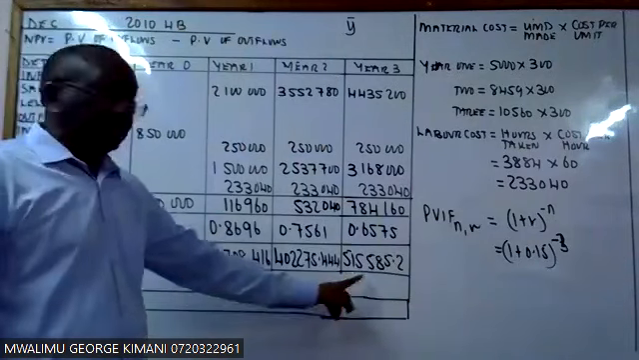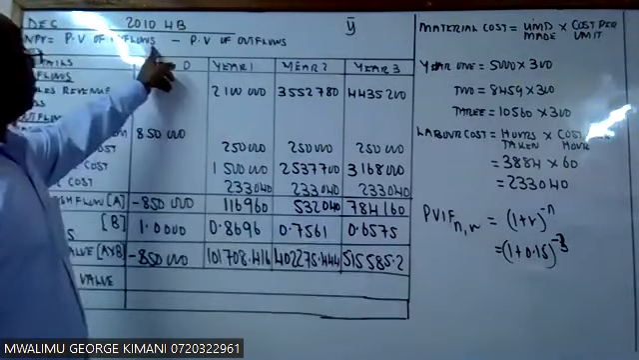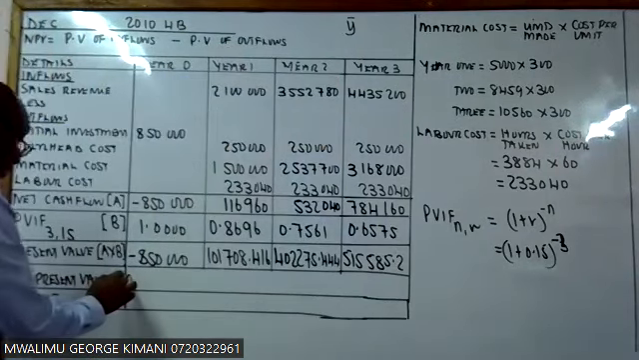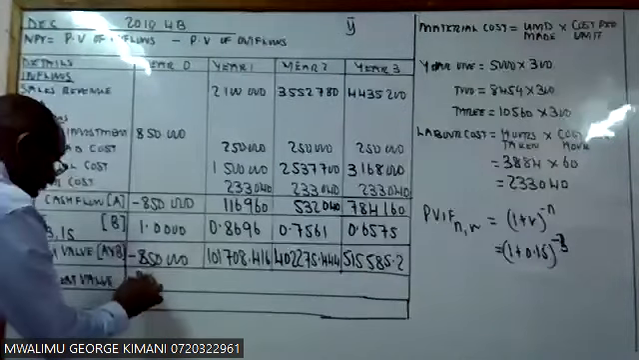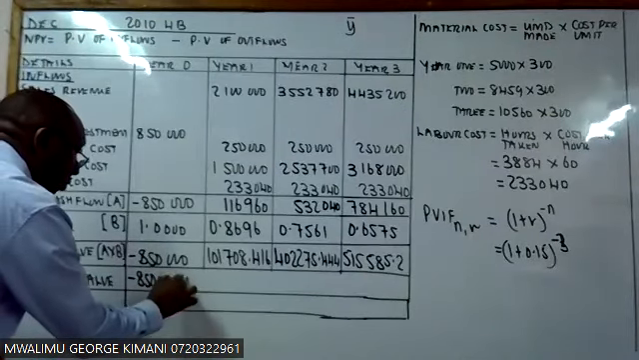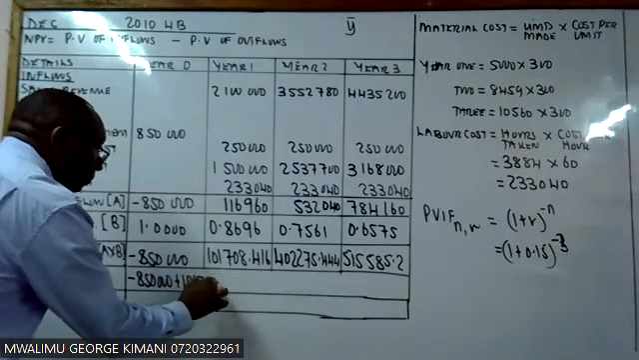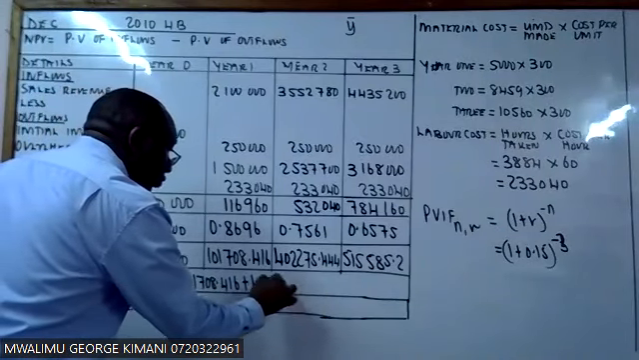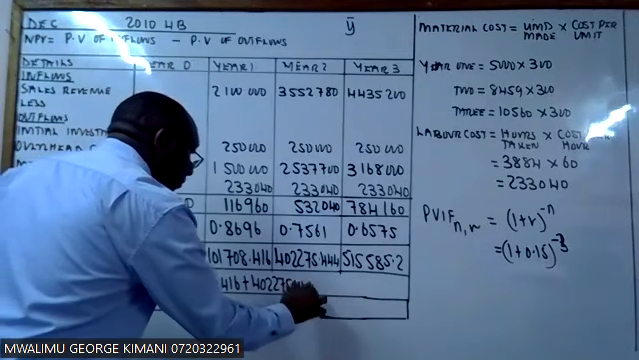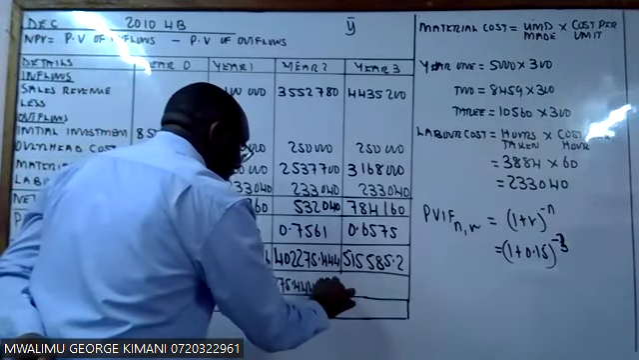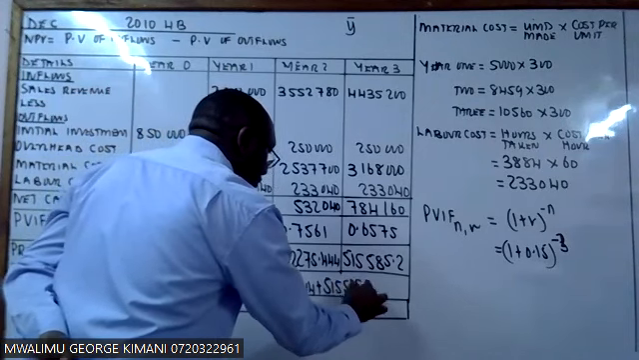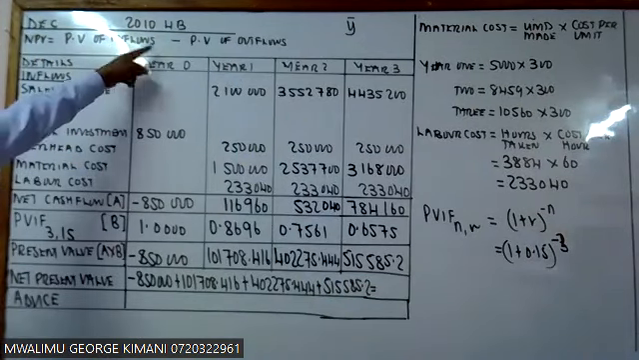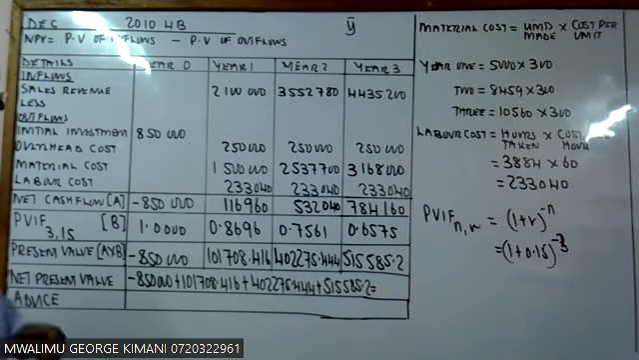Now that these are positives, those are inflows, we subtract the outflows. So in other words, we come here and say -850,000 plus 101,708.416 plus 402,275.444 plus 515,585.2. So you add them now. Adding is just the same thing as subtracting because you can see we have a negative value here.